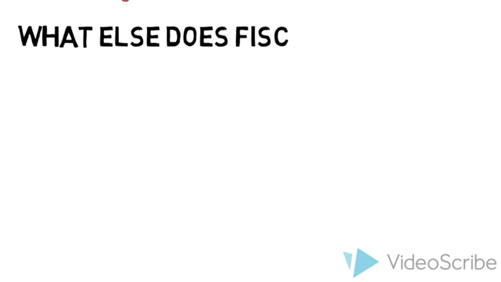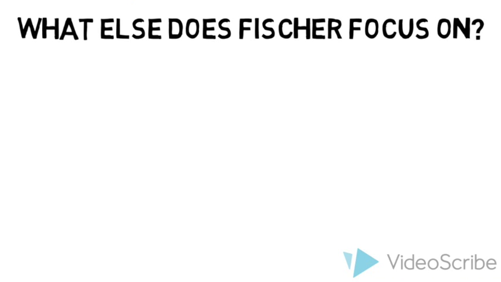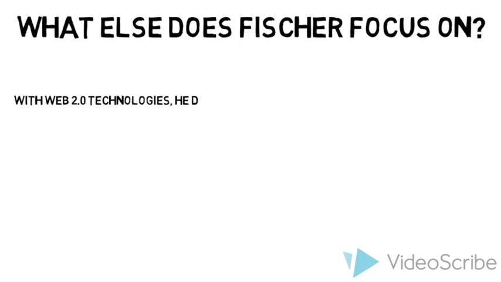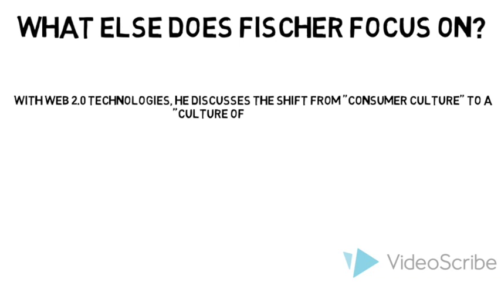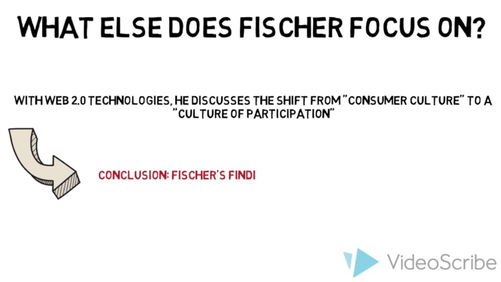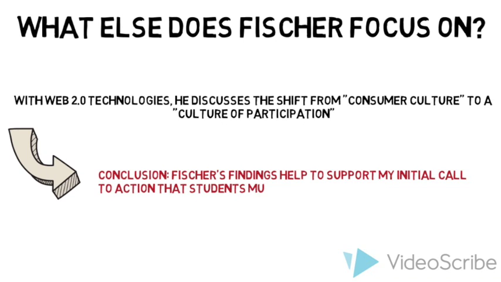The final aspect of Fisher we are going to look at, I think, is the most important aspect that he discusses in his work. As he looks at Web 2.0 technologies, he looks at the shift from a consumer culture to a culture of participation. What does this really mean? It means that Fisher's findings help to support my initial call to action at the beginning of the video that students must be active in the world around them, especially when it comes to learning and producing media.